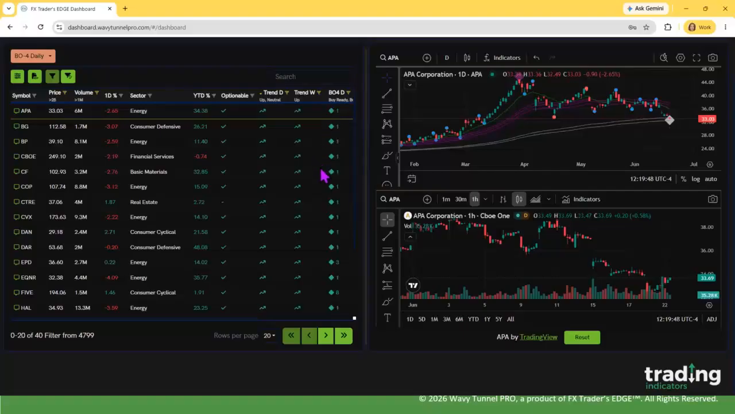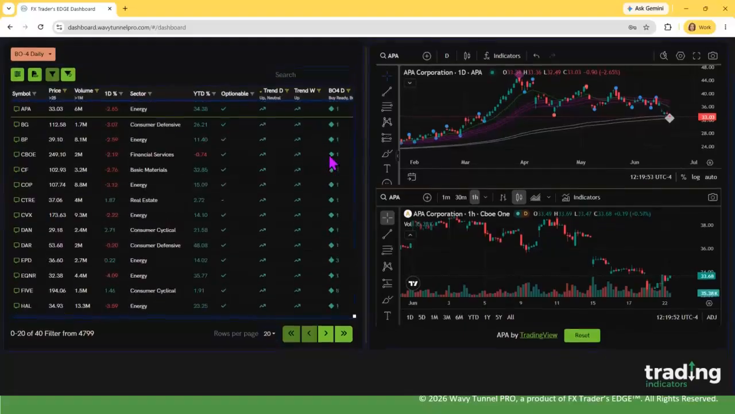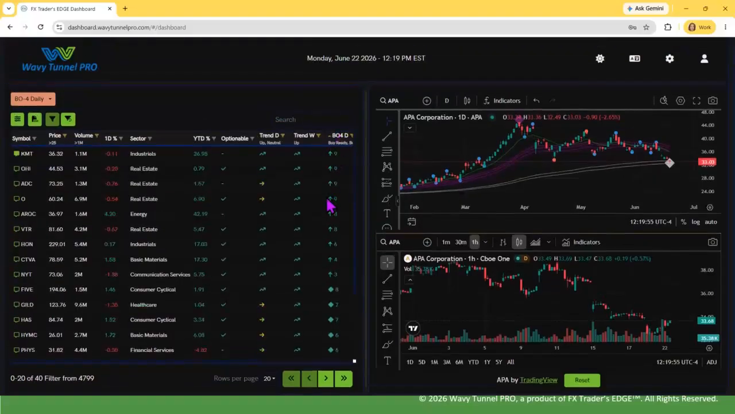So the breakout 4 readies show the diamonds. The breakout 4 signals show the up arrows. And the breakout 4 signals show price closing above the green filter over here. So that gives me more of a confirmation that I may be interested in taking action.